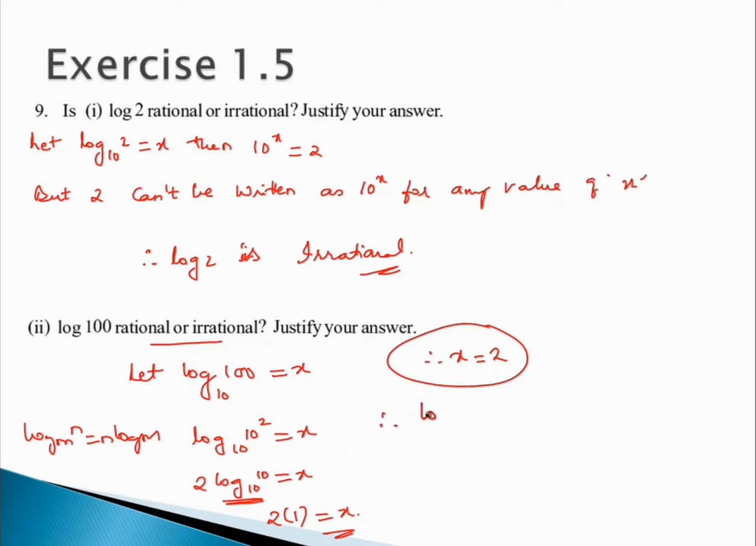So therefore, I can say that log of 100 is a rational number. It is rational. So this is only 100, so log 100 is 2. Hence, it is rational. It's not irrational.